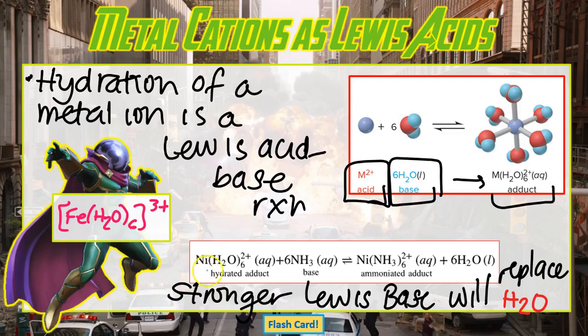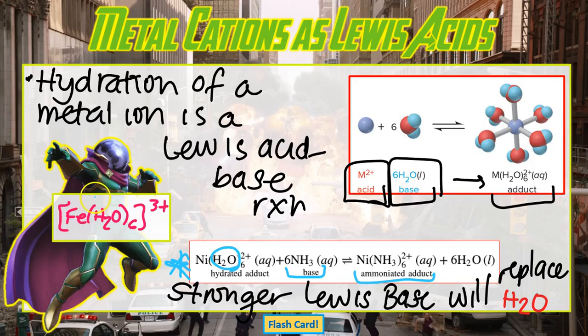So for example, we have nickel H2O6 2+, which is going to be a hydrated metal adduct, and we mix it with NH3. That NH3 is actually a stronger Lewis base than water. And because it's a stronger Lewis base than water, it's going to end up replacing water, forming a new adduct, nickel NH3 adduct, and of course, the equivalent amount of water left over. And the equilibrium nature of all these acid-base reactions will be discussed further as we get into chapter 15.